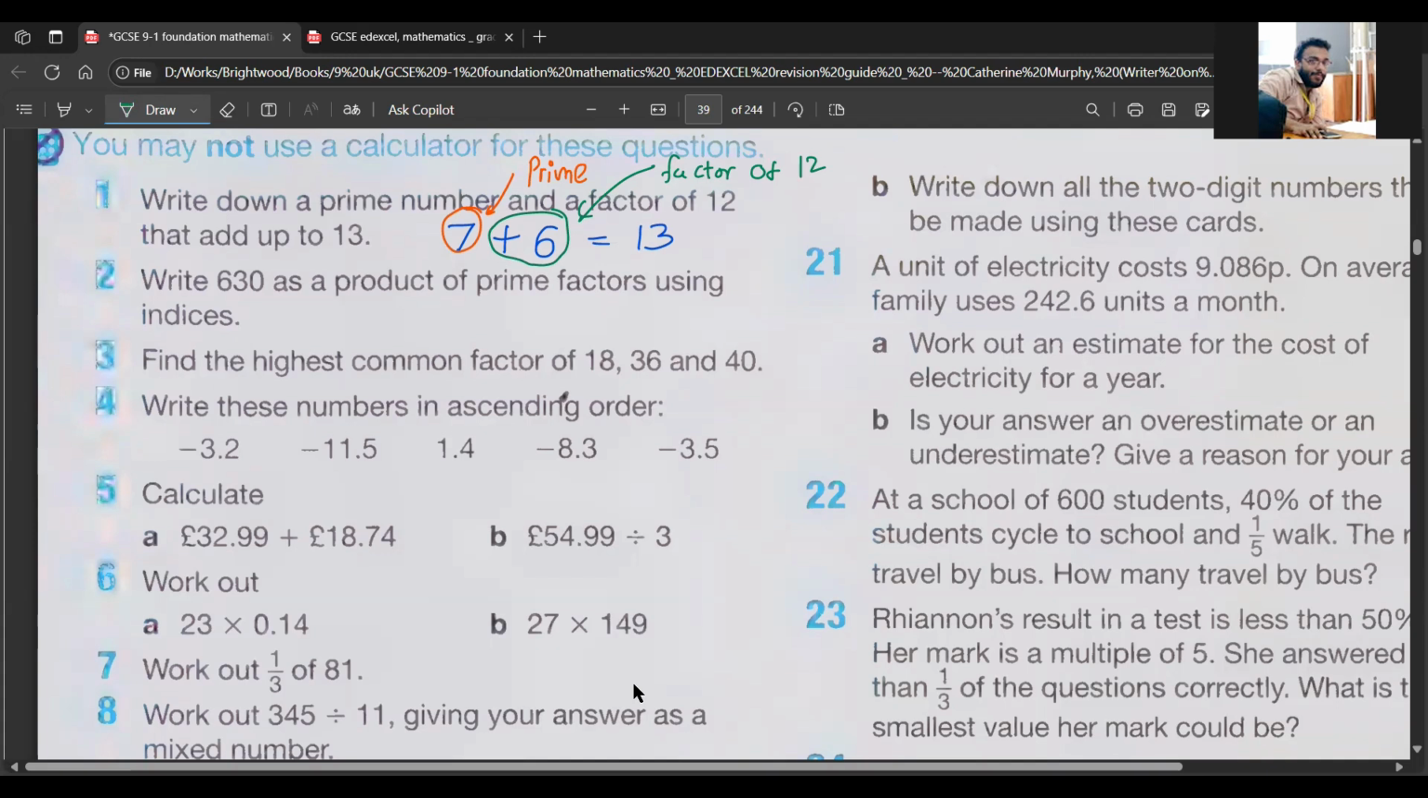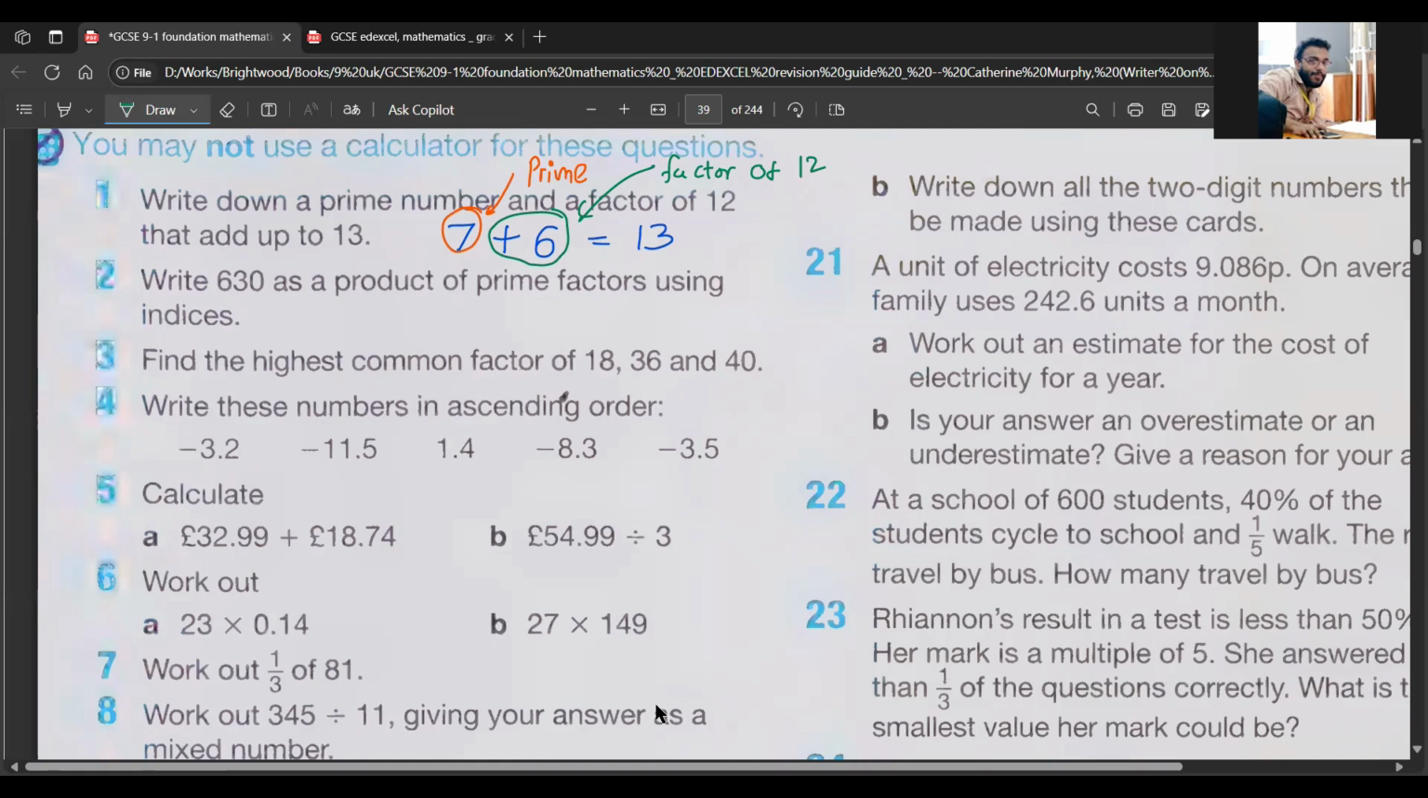I started with 2. If I take 2, the other value should be 11, and 11 is not a factor of 12. If I take 3, the other value should be 10, and 10 is not a factor of 12. If I take 5, the other value should be 8, and 8 is not a factor of 12. If I take 7, the other value should be 6, and 6 is a factor of 12. You have to take 7 and 6, like that. These may be little good questions, okay?